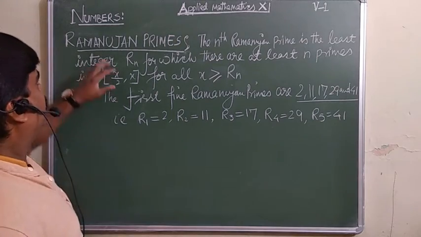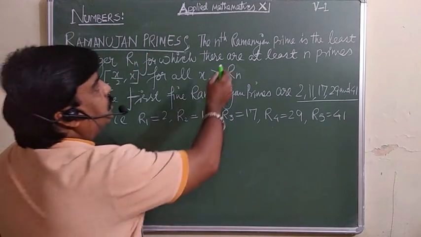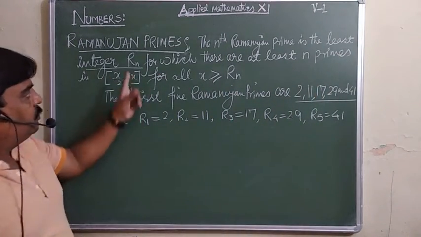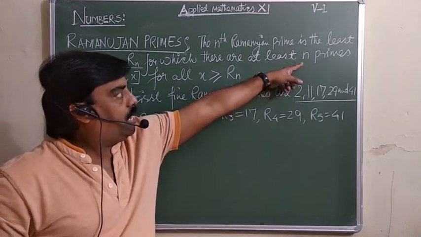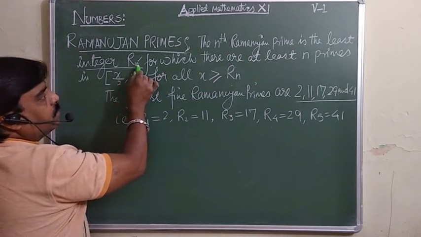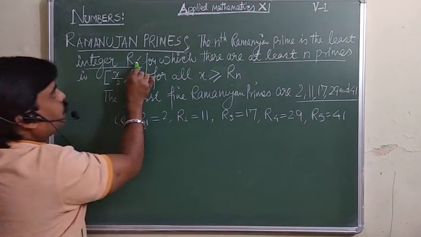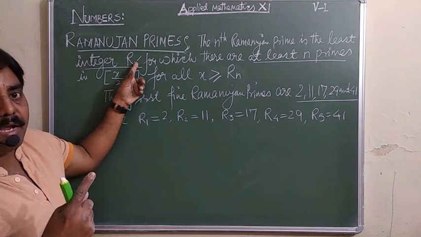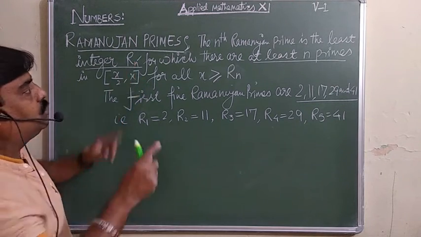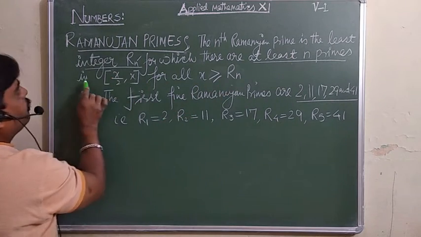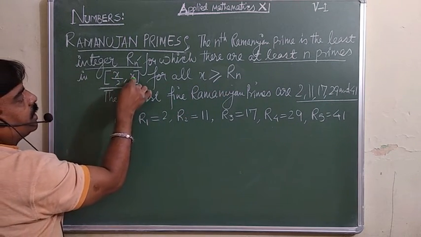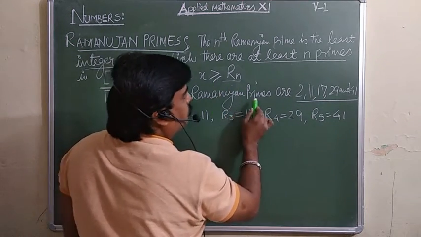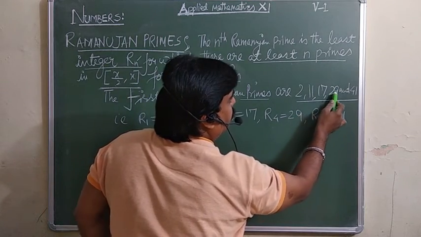Okay, now the Ramanujan primes. The nth Ramanujan prime is the least integer Rn for which there are at least n primes between x by 2 and x, in this closed interval, for all x greater than or equal to Rn. Rn means the first prime number, second prime number, third. If it is R1, there should be at least one prime number. R2 means there should be 2 primes between them, that we will discuss. The first 5 Ramanujan prime numbers are 2, 11, 17, 29 and 41.